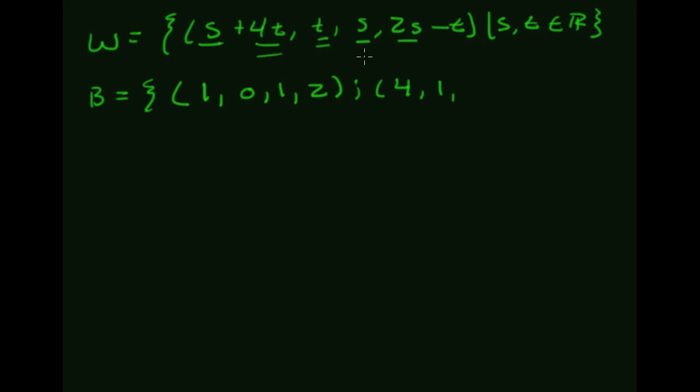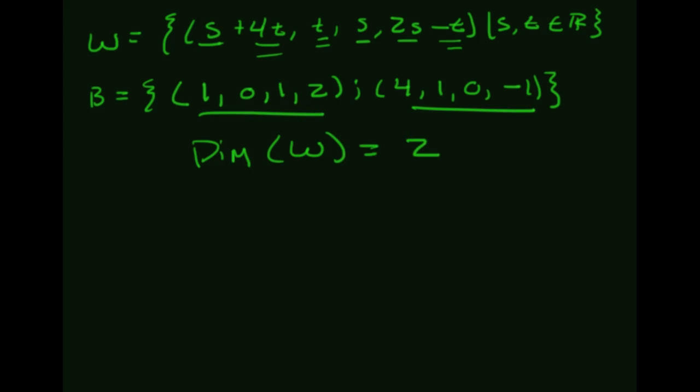1, 0, negative 1. And if I do that, I now have a basis for W. Okay, so if you think about this, if you multiply the first vector here by whatever S is, and the second vector here by whatever T is, then you would get a vector in W, right, for all S and T. So the dimension of subspace W is 2, because there are 2 vectors needed to form the basis. Okay, so let's look at number 3.